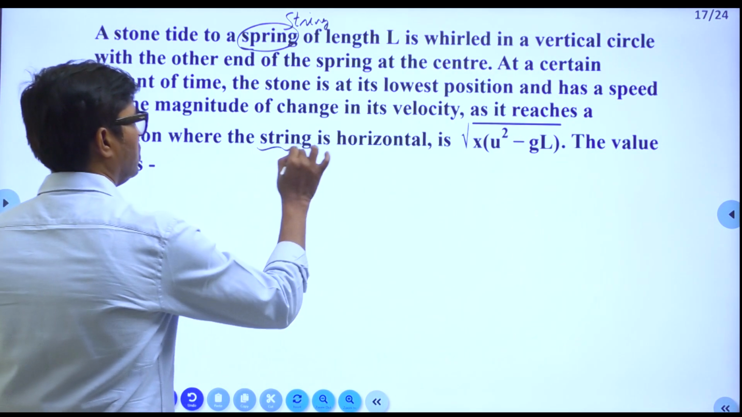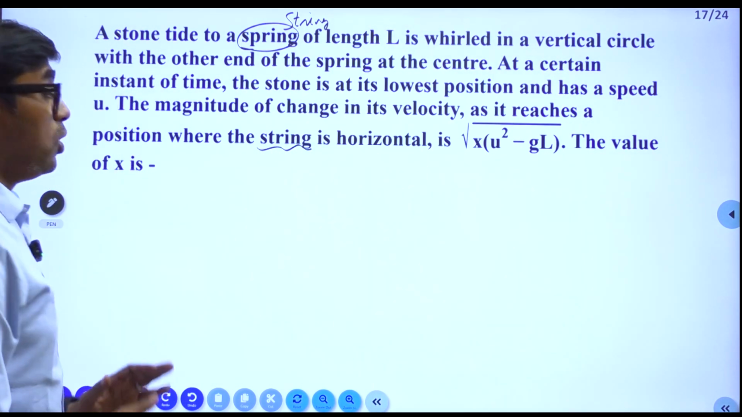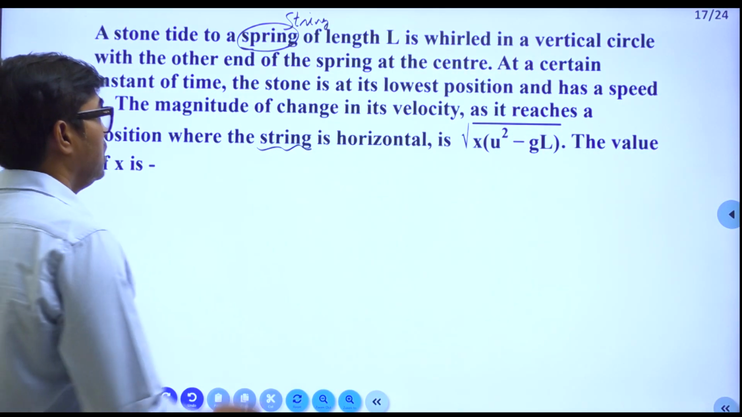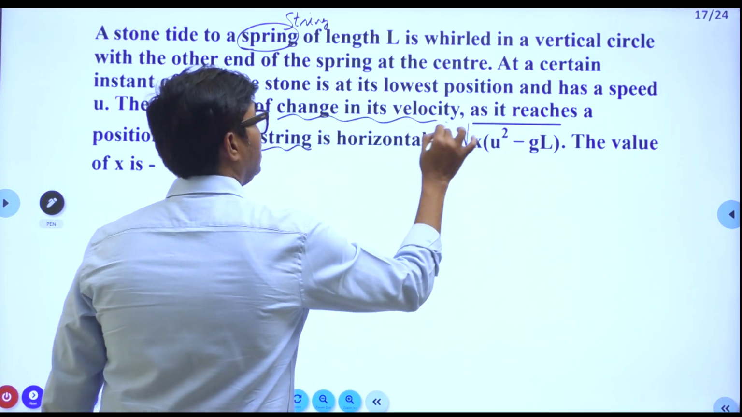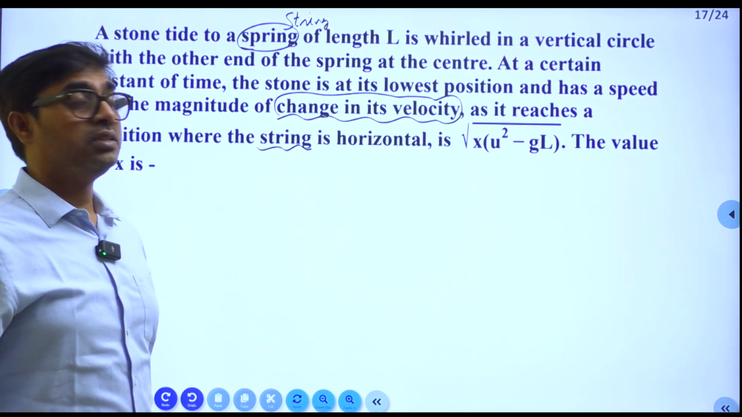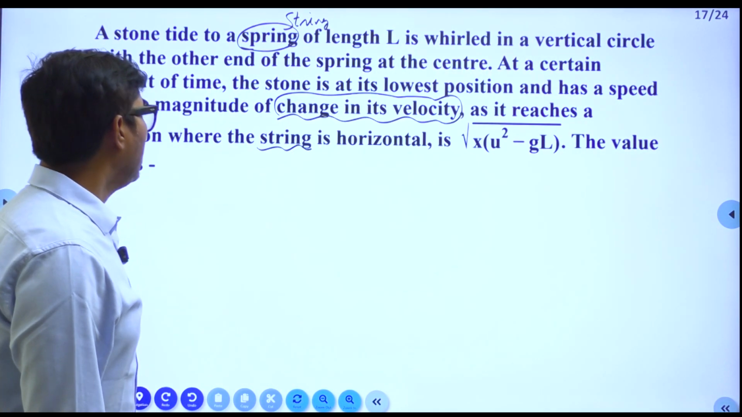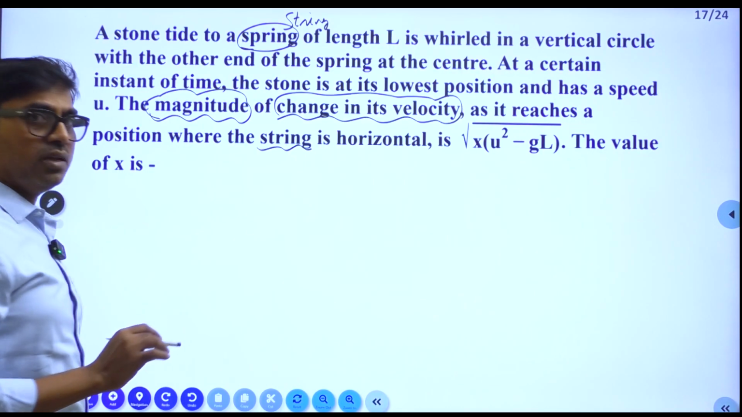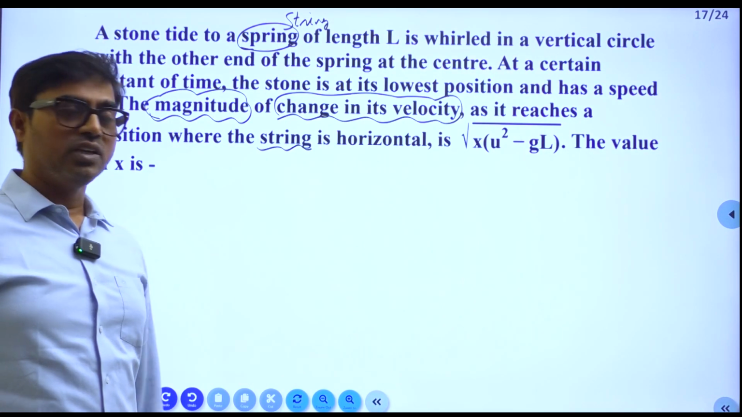So yeah, here it is actually string only. Alright, so now here you need to be careful. Students have made some mistakes on it. They were asking about change in its velocity, and the students were calculating change in speed. They have asked change in velocity, and in fact they asked magnitude of change in velocity also. It's very clear, so you need to do vectorial difference here.